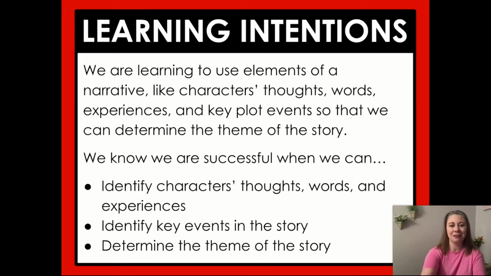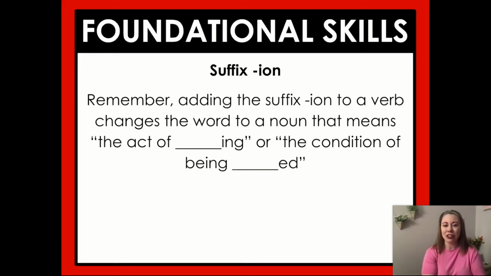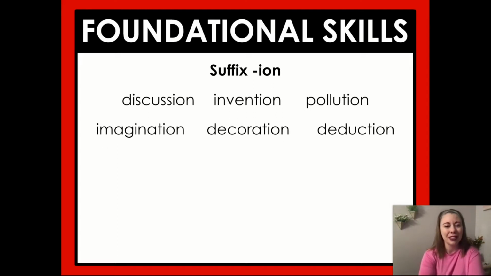For foundational skills, remember that adding the suffix ion to a verb changes the word from a verb to a noun. That means the act of blanking or the condition of being blanked. So let's do a couple examples. For example, the suffix ion. We have the base word discuss, and I have the suffix ion on there. So that means the act of being discussed, okay?